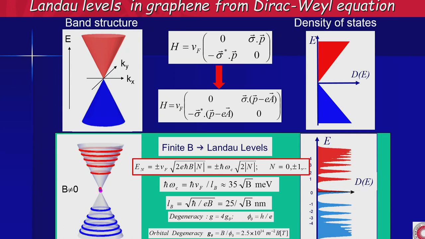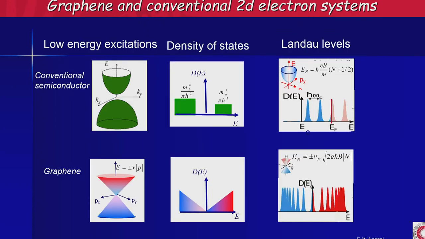Okay, so now let me compare this to the Landau levels in a non-relativistic system, because that's pretty instructive. So here we have a standard two-dimensional electron system in a semiconductor, gallium arsenide.